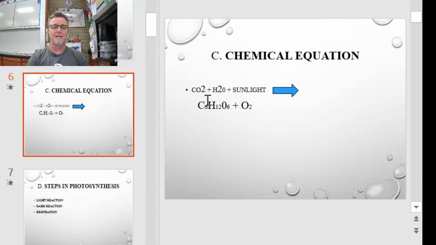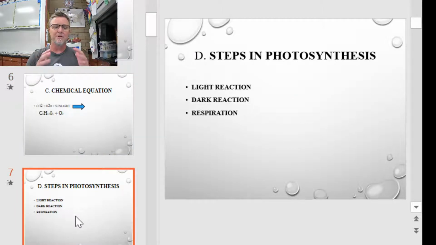CO2 is carbon dioxide plus water, add in a little sunlight, and we yield C6H12O6, that's glucose, and oxygen, the air we breathe. Sounds super complicated. Let's take a look at the parts. There are three basic pieces to this whole idea of solar energy becoming food that we need to deal with or talk about. The light reaction, the dark reaction, and then the actual gas exchange, respiration, carbon dioxide for oxygen.